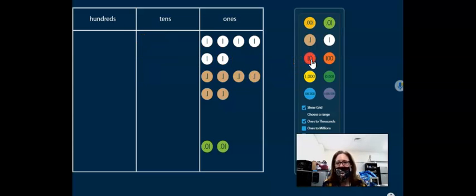Okay, so what is left? That's the difference. 1, 2, 3, 4, 5, 6. 6 ones. And 1, 2, 3, 4, 5, 6 tenths. And 1 to 2 hundredths. So we have 6 and 62 hundredths left. That's the difference.